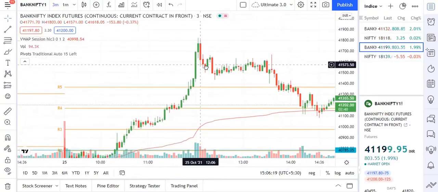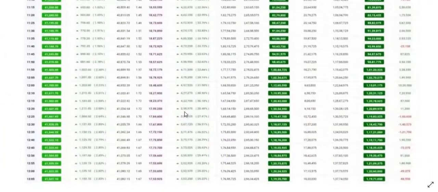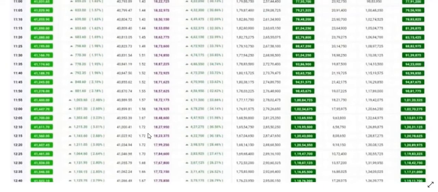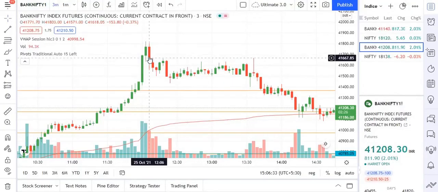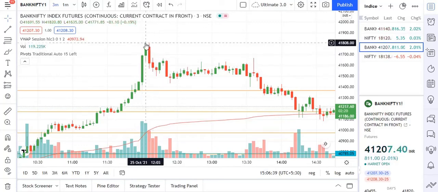But I guess you have understood how to use PCR. I'll again take you to that image. So rising PCR, here you can see the rising PCR value got me concerned, and at one point where it hit 1.72 and the market gave a bearish engulfing on both 1 minute and 3 minute, it was pretty much the sign of bearishness that was there.